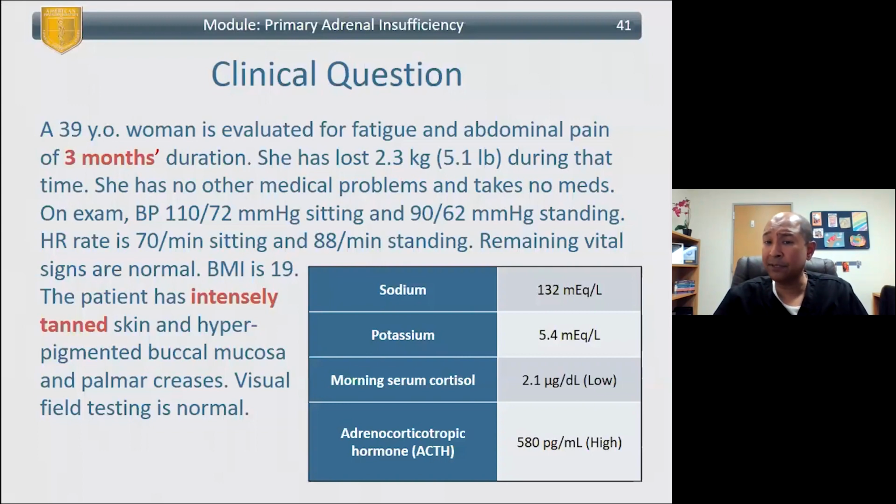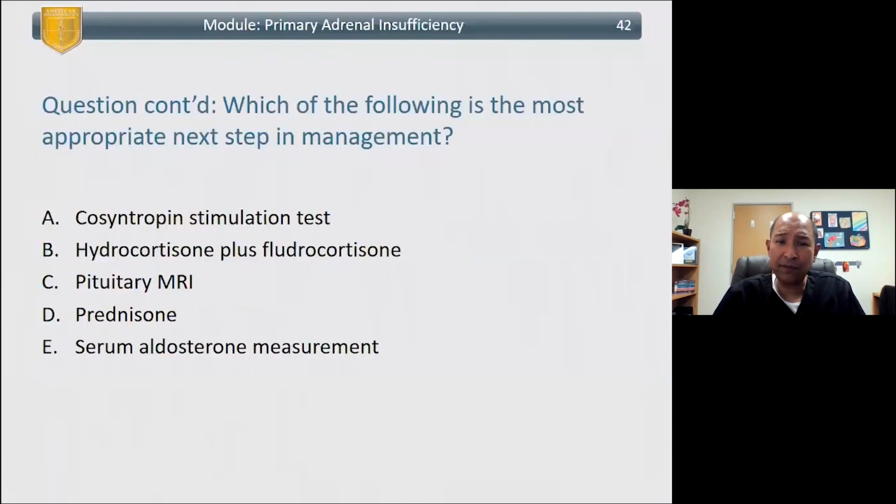They do some labs. Sodium is low, potassium is high. Sounds like there's no aldosterone. The morning cortisol is pretty low at 2.1. And the ACTH level seems to be pretty high. Low cortisol, high ACTH, that is primary adrenal insufficiency. Patient is orthostatic and pigmented. Oh boy. Which of the following is the most appropriate next step in management?